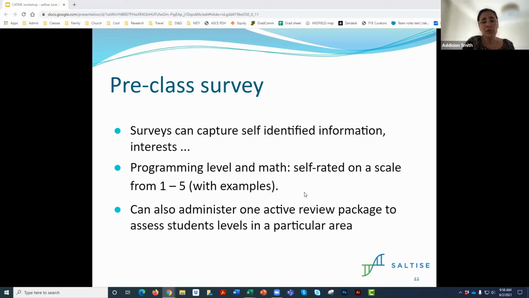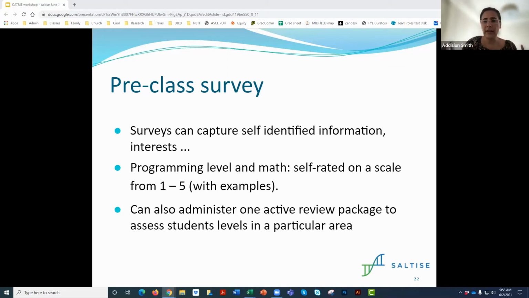You can also do, instead of this survey where you're asking students about their programming level and their math level for these particular classes, one active review at the very top of the class where you're checking for their readiness and whether they really have the prerequisites for the course. Students work on it on their own, they get a tiny little grade for that, and then they work together in a group and they solve it.